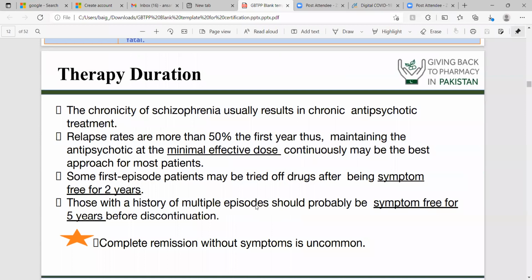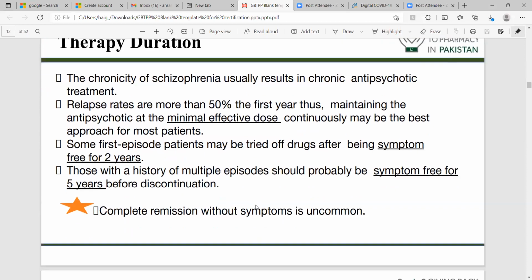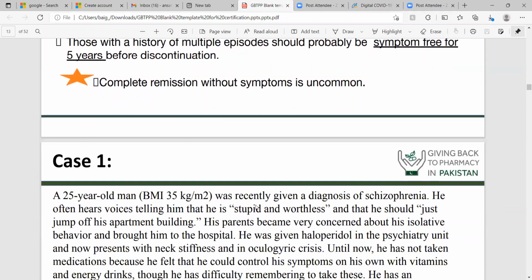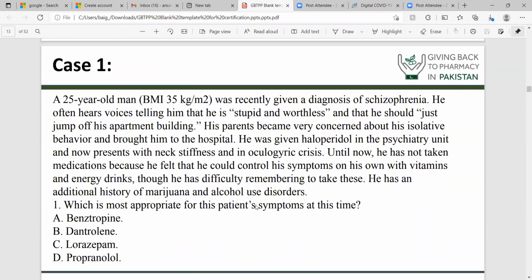Then we talk about the therapy duration. A first episode patient may be tapered off drugs after being symptom free for 2 years, and those with a history of multiple episodes should probably be symptom free for 5 years. After discontinuation, complete remission without symptoms is uncommon.